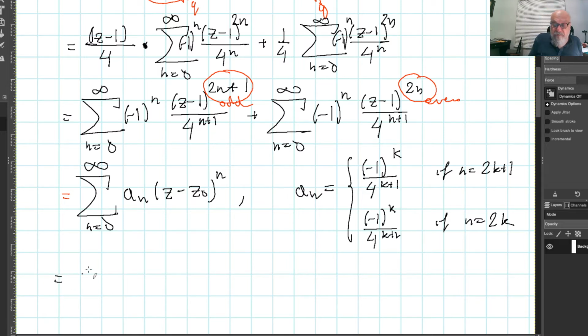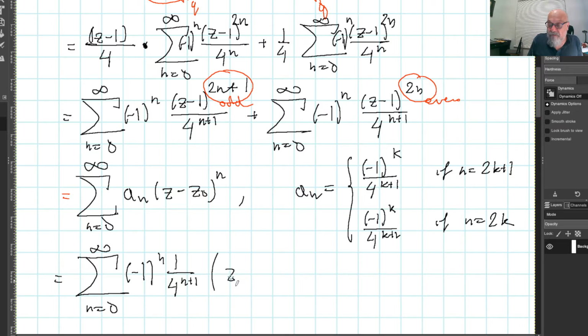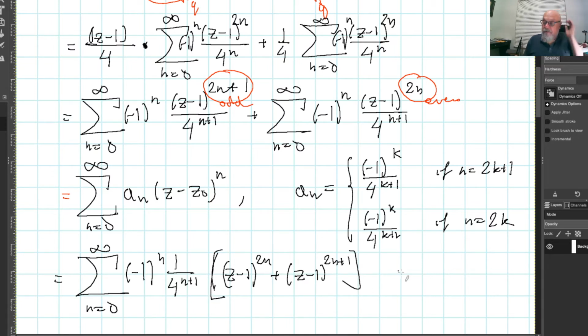Or you can just simply write your answer using this particular form, namely put it like this, (minus 1) to the power n, and this will be 1 divided by 4 plus 1, and then what is left is just the even powers and the odd powers inside of the bracket. And this would be your answer. So this is the answer.